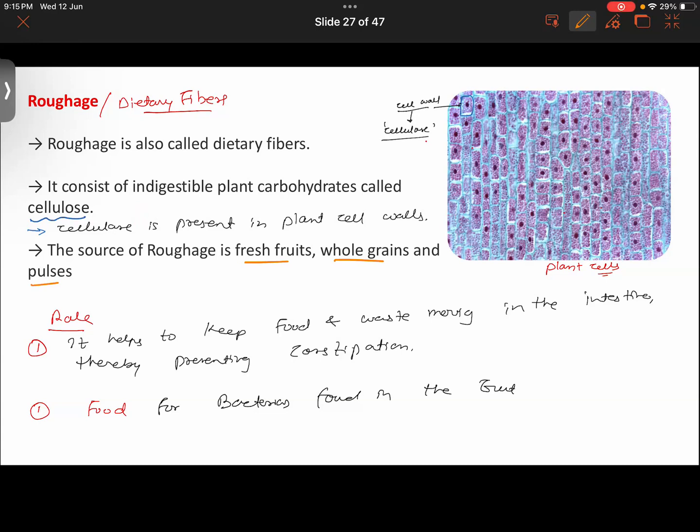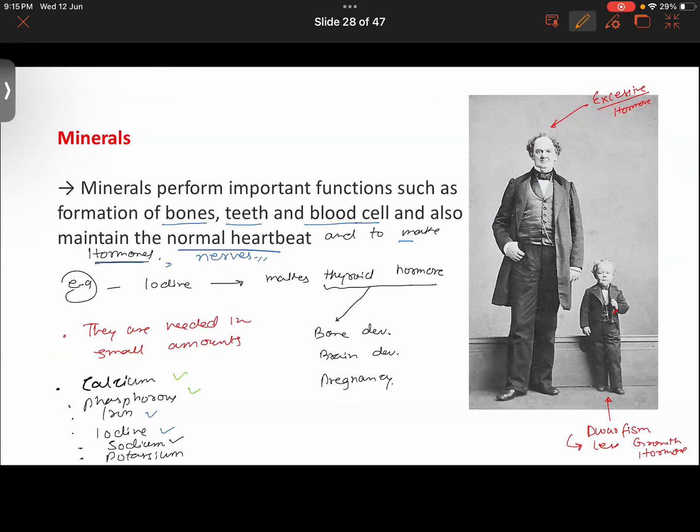Plant-based food, very good. So that is what roughage is. We learned about minerals also, right now.